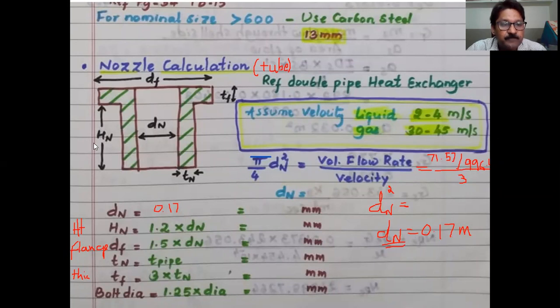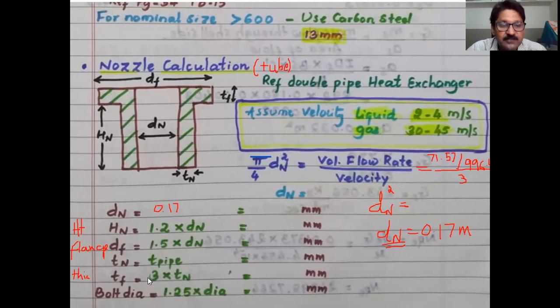Hn is what you can see here, the height of the nozzle. It is 1.2 times dn. df is the diameter of the flange, which is 1.5 times dn. Tn is the thickness of the nozzle. It is usually the thickness of the pipe. Already we have calculated the thickness of the pipe, which is nothing but the thickness of the tube. So 2 mm, you can take 2 mm.